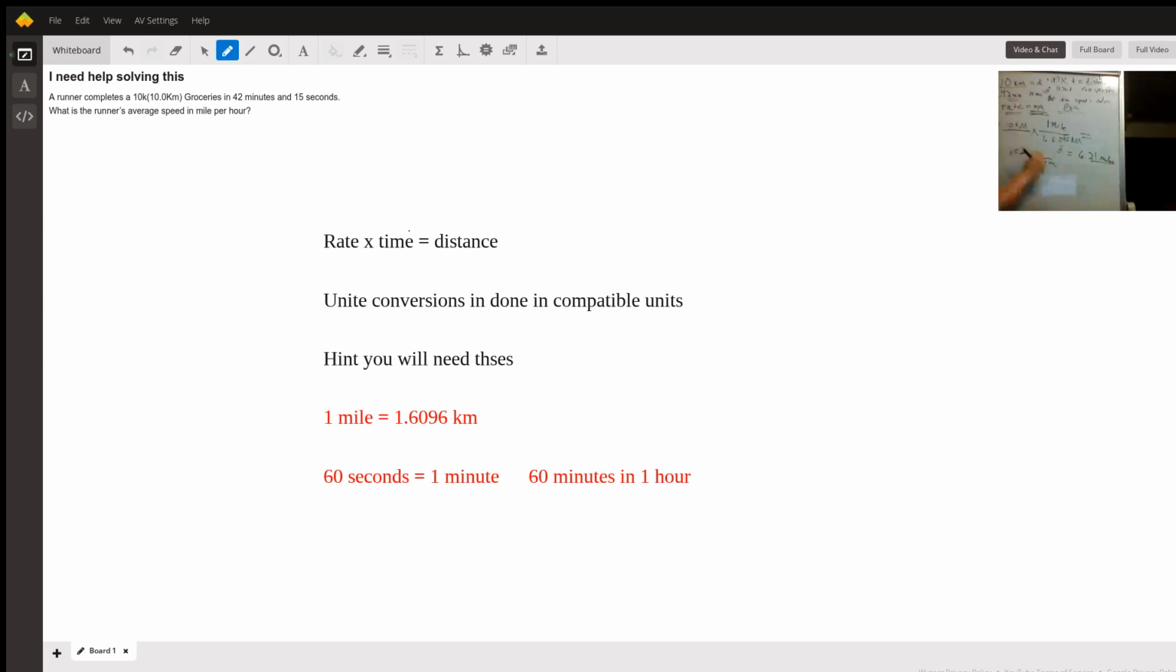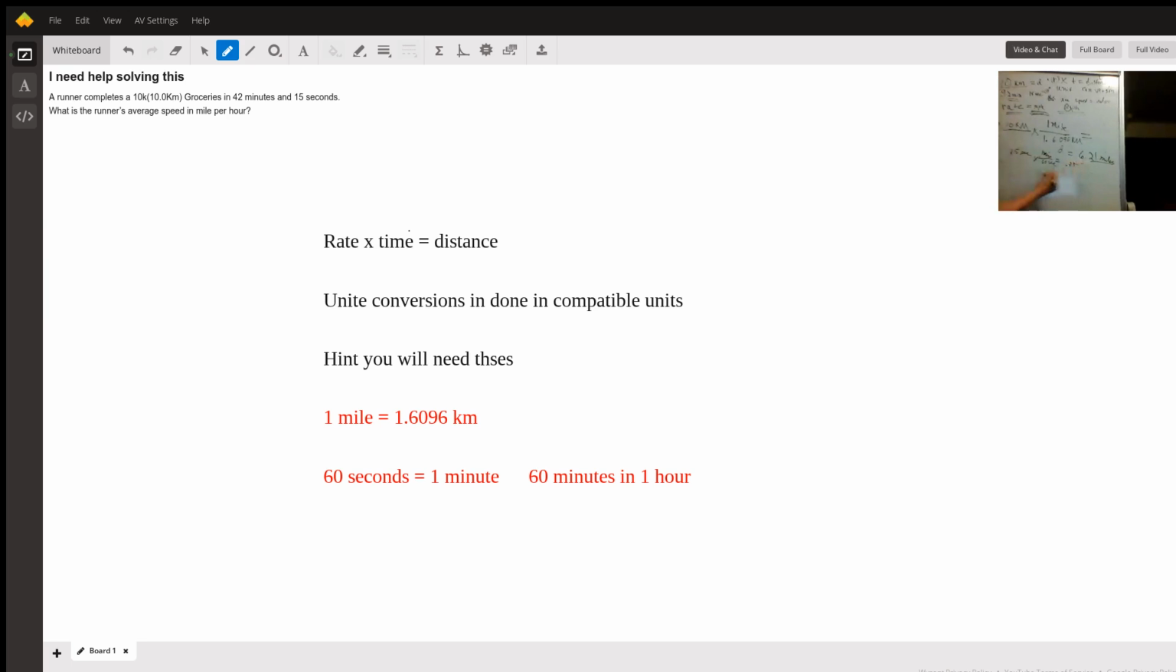So the 60 seconds in 1 minute. And that's how we're going to get that in terms of minutes and convert this 15 seconds into minutes. And then we're going to add it on to the other 42 minutes. So hopefully you probably don't even need your calculator to do that. But when you divide 15 divided by 60, it's late, so I'm going to do it anyway. So basically you should get 0.25.